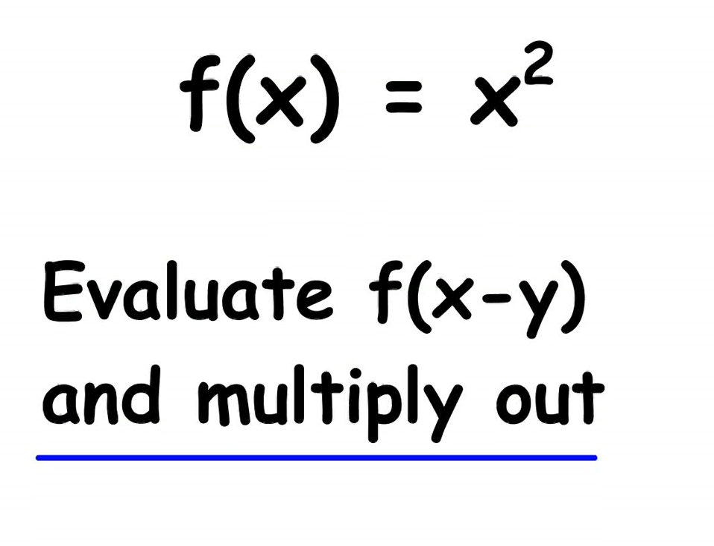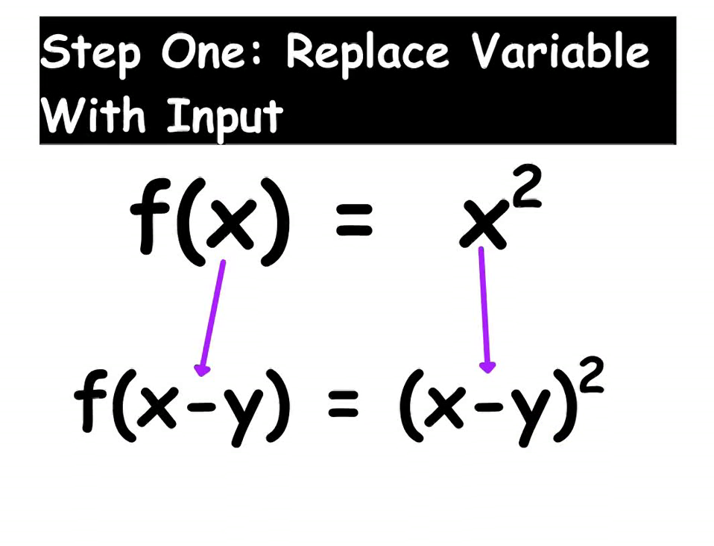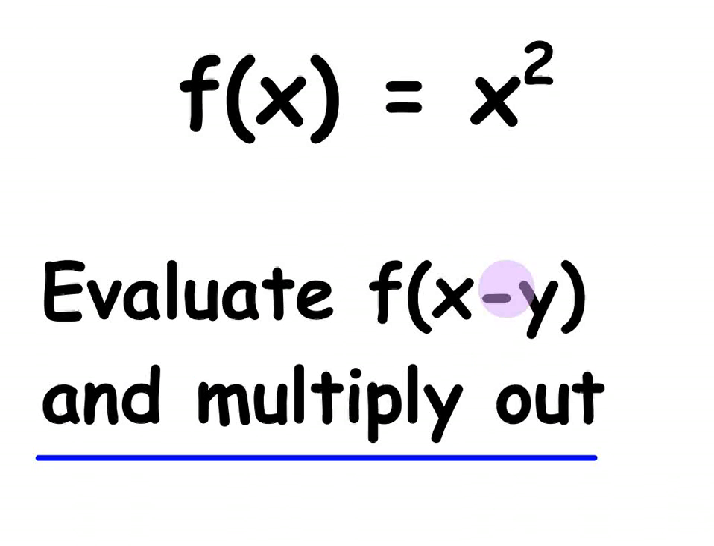Example number 3. F of x equals x squared. Evaluate f of x minus y and multiply out. Well, f of x minus y means every time there's an x, we're going to replace it with x minus y. This one's a little confusing, but you can evaluate a function without having to plug in a number. Sometimes you can plug in a variable.